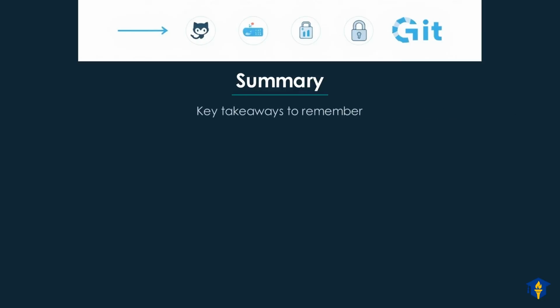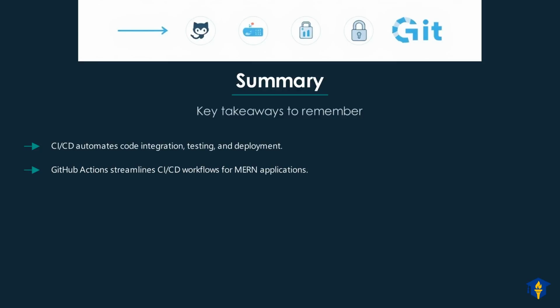Here are the main takeaways to remember from our discussion on MERN stack deployment. CI/CD automates code integration, testing, and deployment, ensuring efficient software delivery. GitHub Actions streamline CI/CD workflows, making automation straightforward for MERN applications.